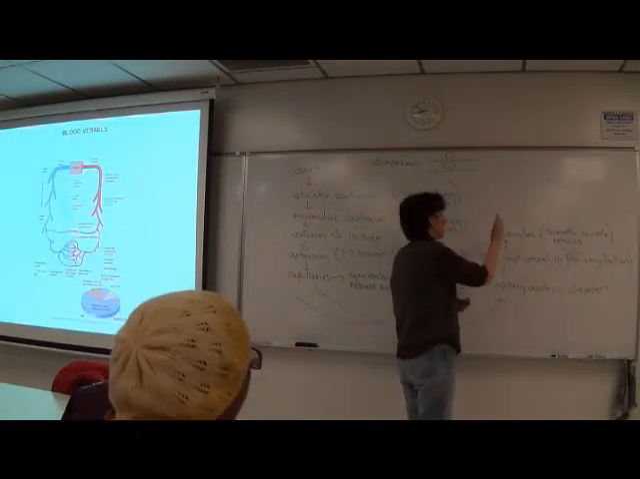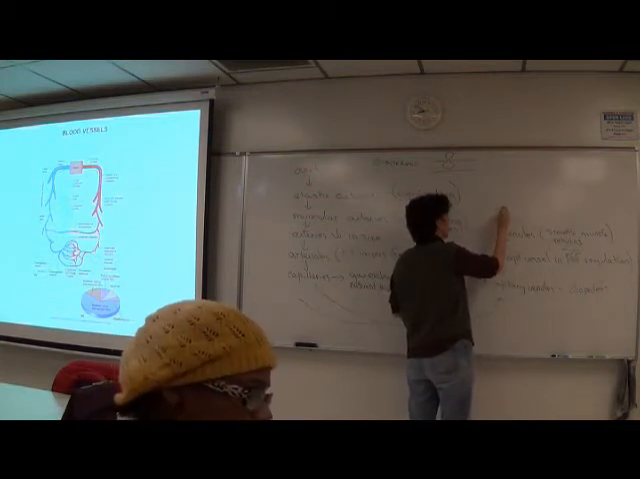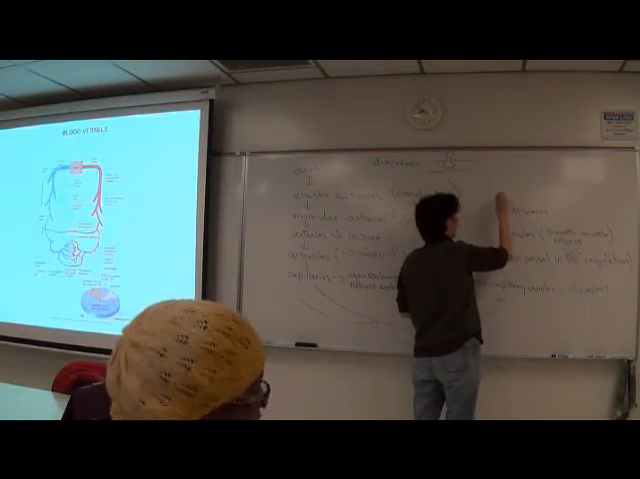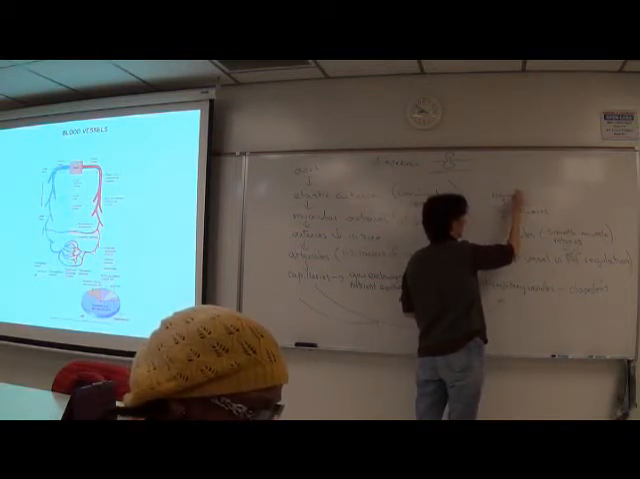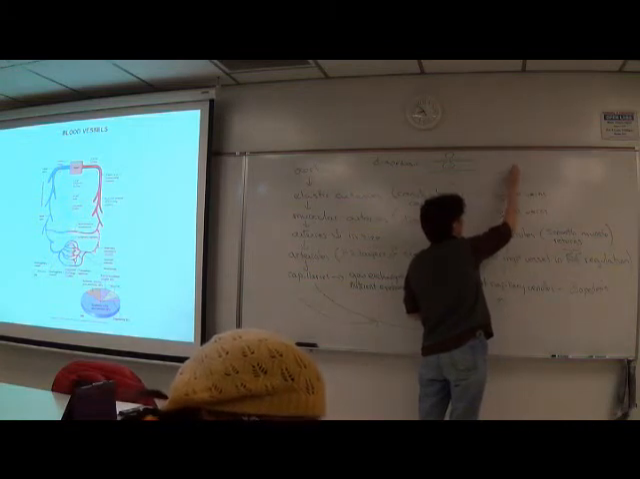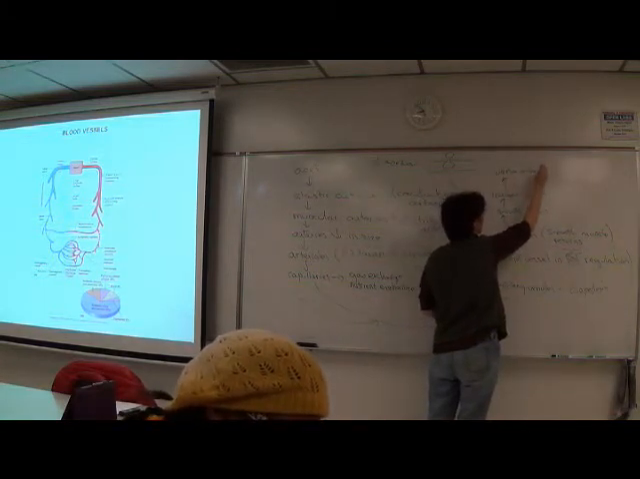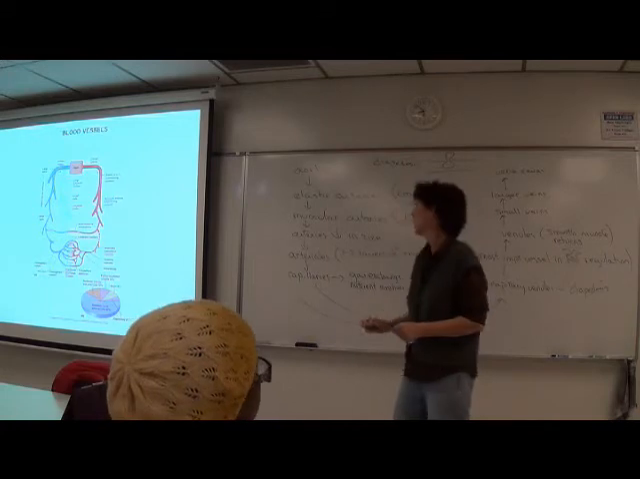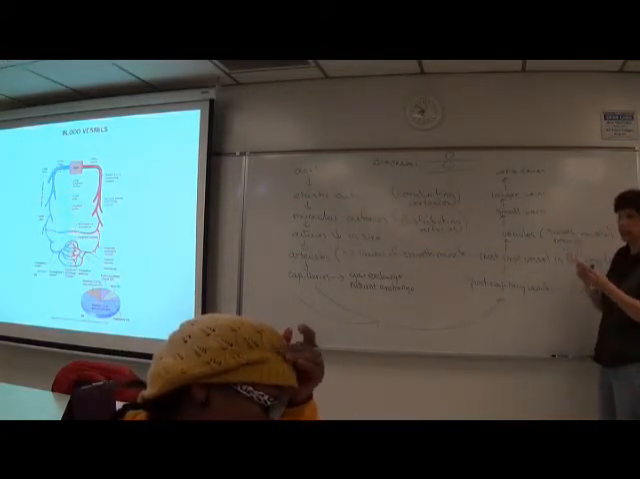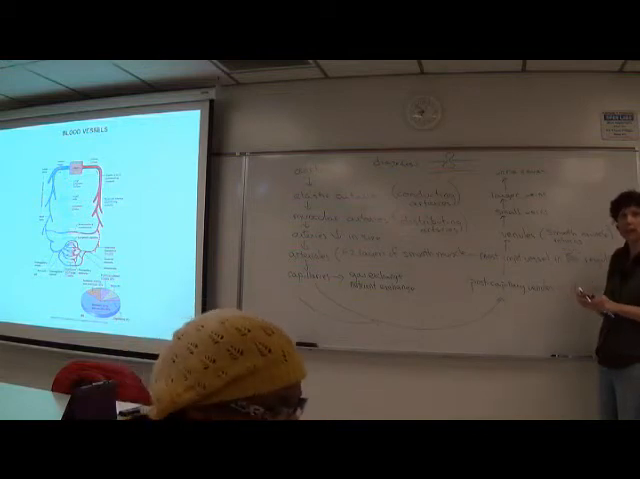And then venules join together to form small veins and larger veins, and our vena cavas. Okay. Our small veins and larger veins are distinctive, as we'll see when we look at characteristics of vessel walls.